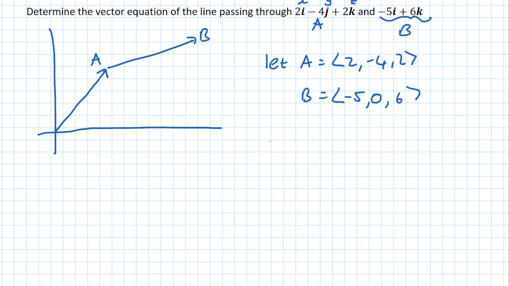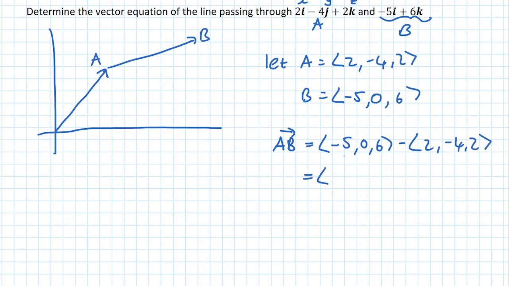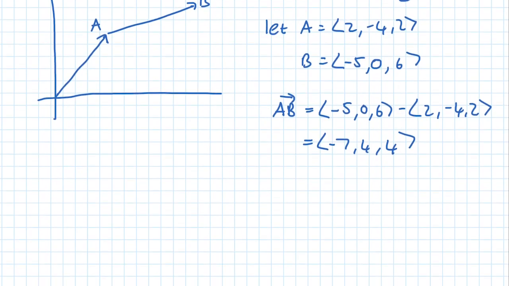And again, what we need to do is find the direction of A to B. So to find the direction of A to B, we're going to subtract vector a from vector b. And when we do that, we get -5 minus 2 is -7, 0 minus -4 is 4, and 6 take away 2 is 4. That's the direction that we want to go in.